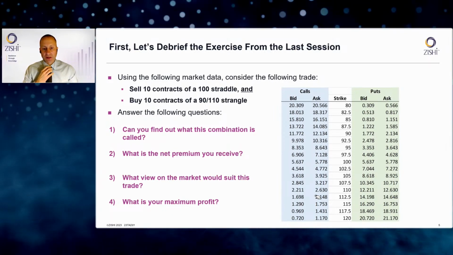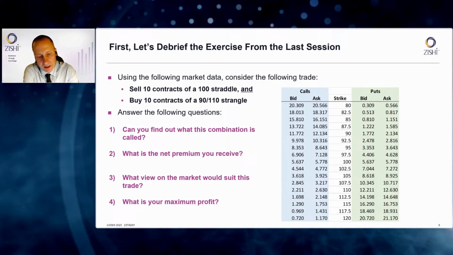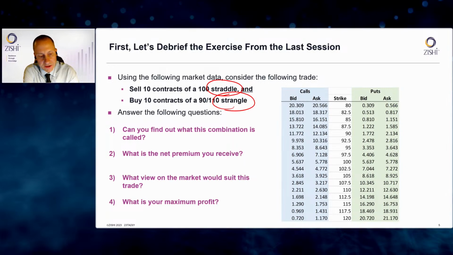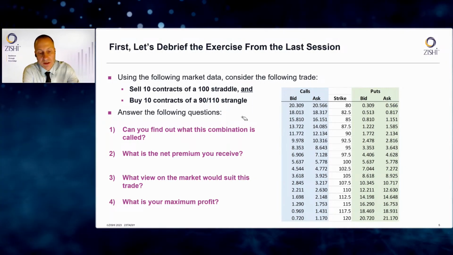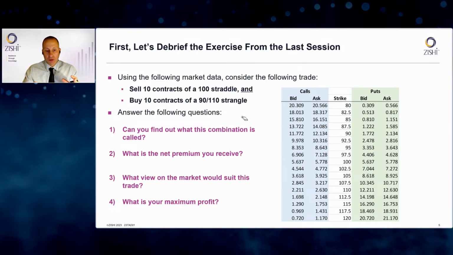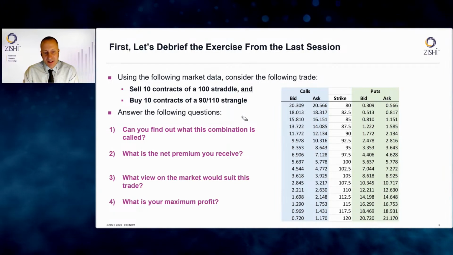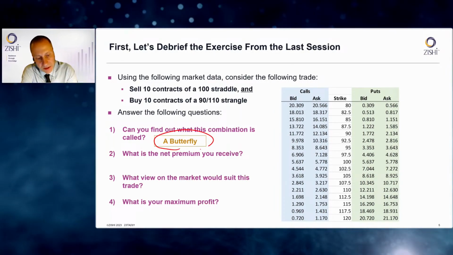And then we looked at something called a straddle and a strangle. Here we were talking about combining a straddle with a strangle. And I asked you to have a think about what this combination might look like, what it might be called. It's not something you can necessarily work out, but a quick bit of internet research probably would have got you the name of this. Its name is a butterfly.